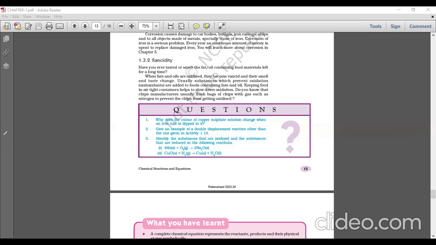He's asking to identify the substances that are oxidized and which are reduced. Here we just need to identify. See here, sodium gained oxygen, so we put an arrow and mention here oxidation. And here, if you observe, copper lost the oxygen, right? It lost the oxygen, so we put an arrow and write here reduction. So it is reduction.